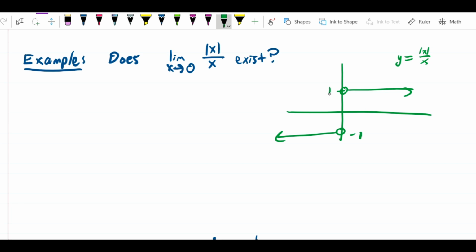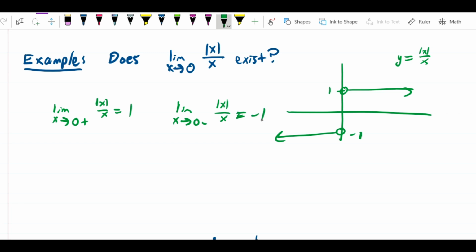So what we saw, we don't have to do it again. We can just write out what the left and right hand limits are. We know that the limit as x approaches 0 from the right of absolute x over x is equal to 1. The limit as x approaches 0 from the left of absolute x over x is equal to negative 1.